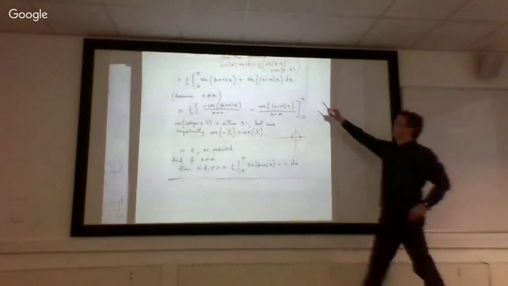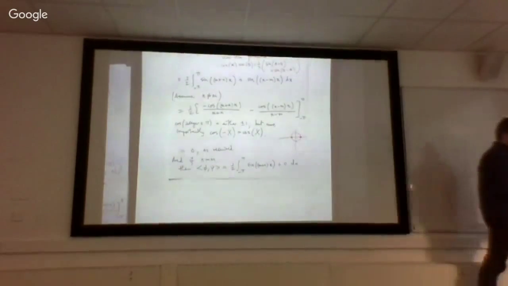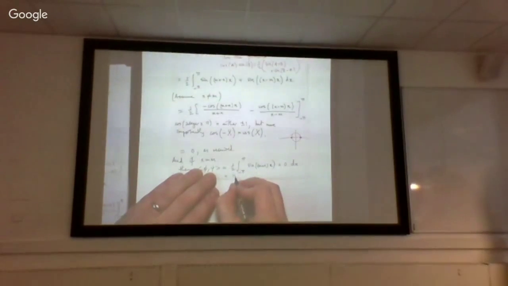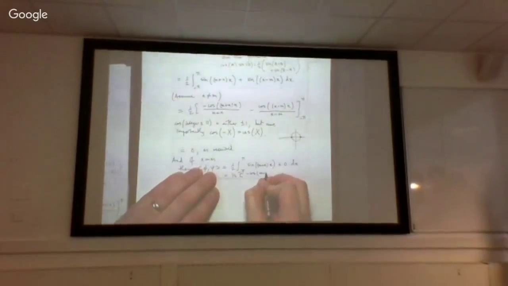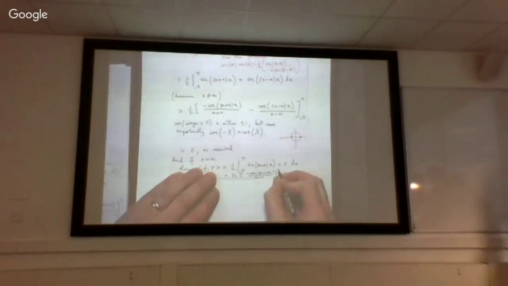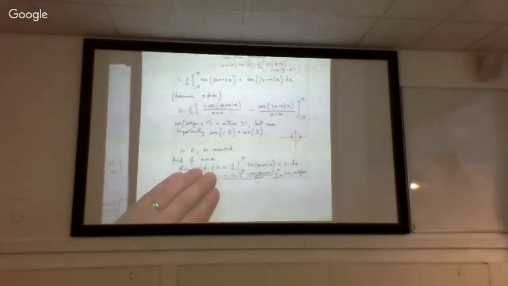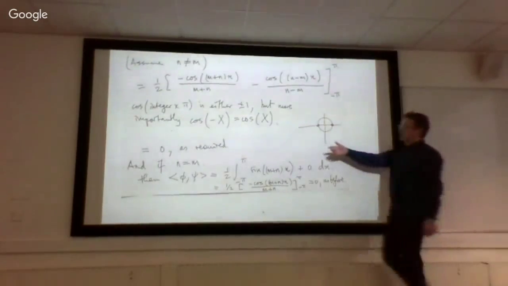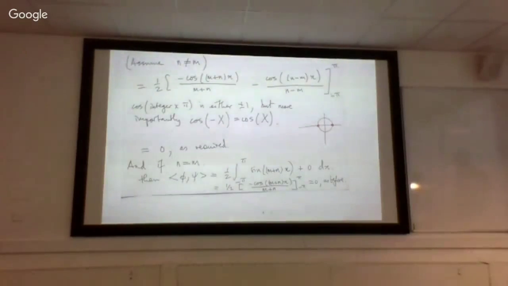Plus 0, because this sine here is now sine of 0 times x, so it's just 0. 0 there. And then this will equal 1/2 of minus cosine (m plus n)x over (m plus n), evaluated at pi and minus pi, which will equal 0 as before. For the same reasons, because cosine is a function which takes the same value on positive and negative arguments of the same absolute value.